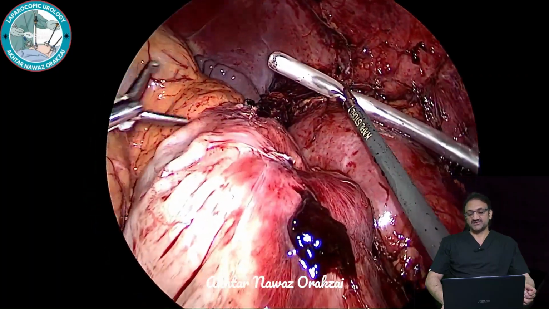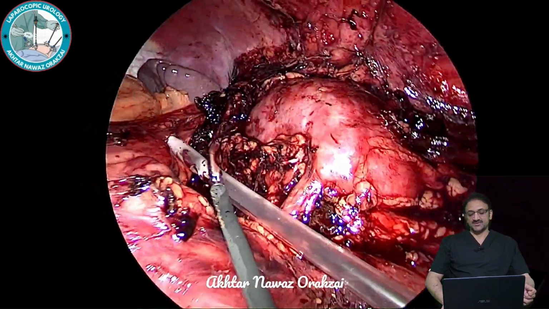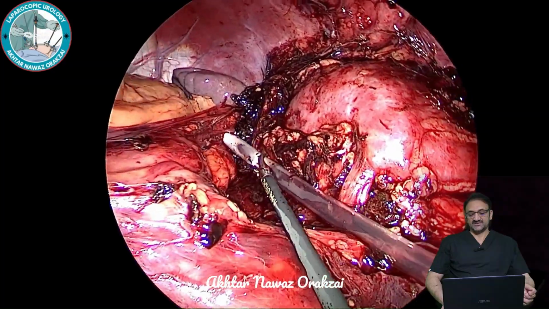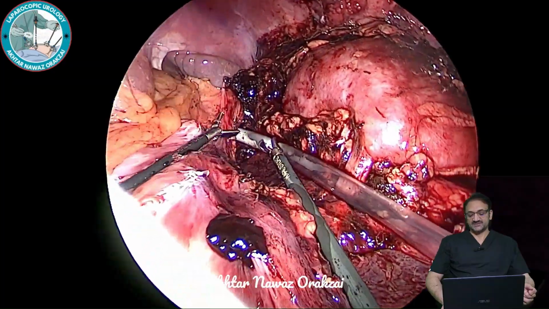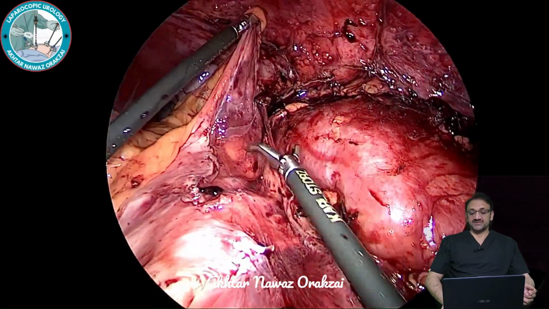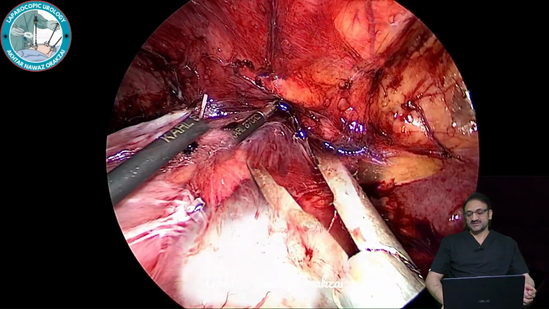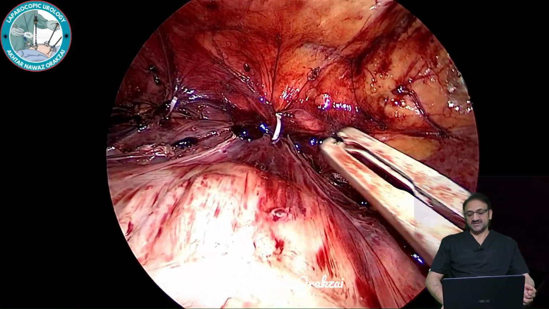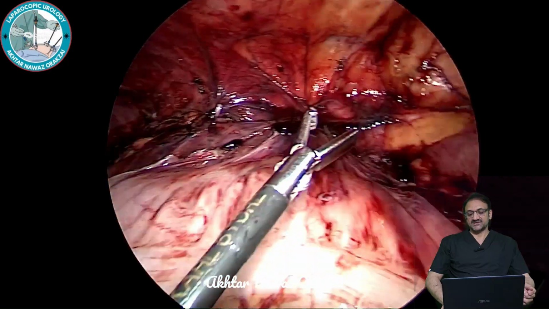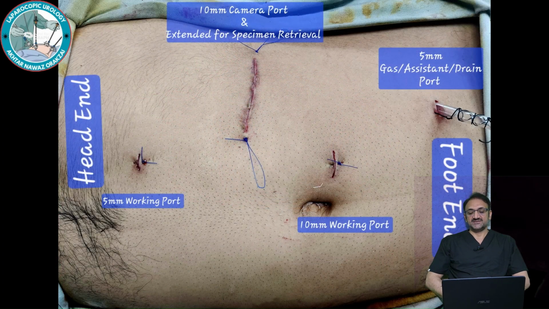So we place a drain in the retroperitoneal space. It's a normal drain. We place it in the retroperitoneal space. Hemostasis has been checked by bringing the pressure down to 6, and there was no bleeding. So we replace and reclaim the gut. So this is the mass that has been removed, and this is the patient's specimen retrieval and port placement.